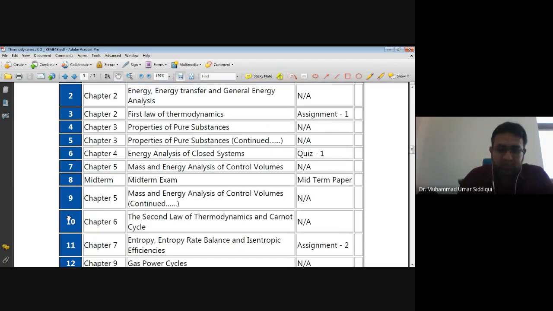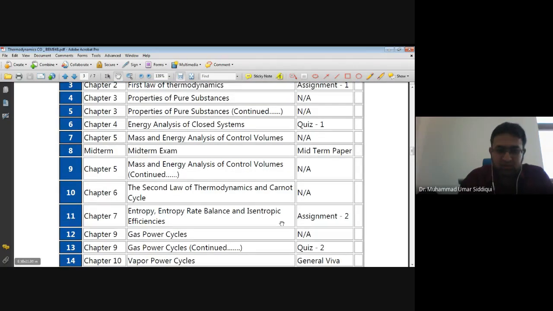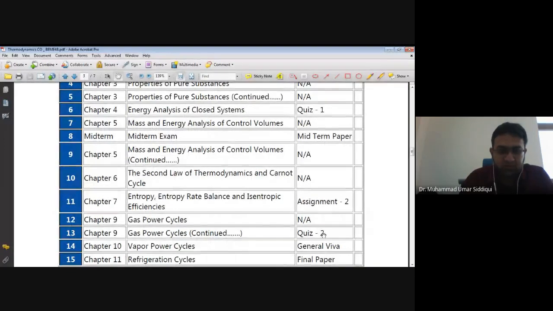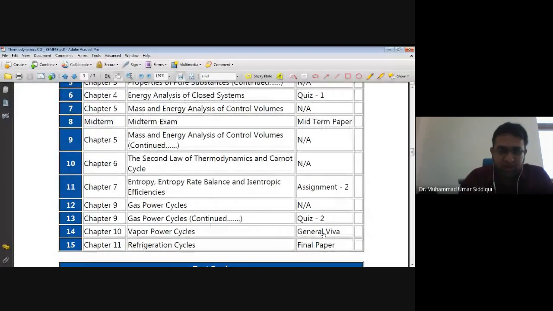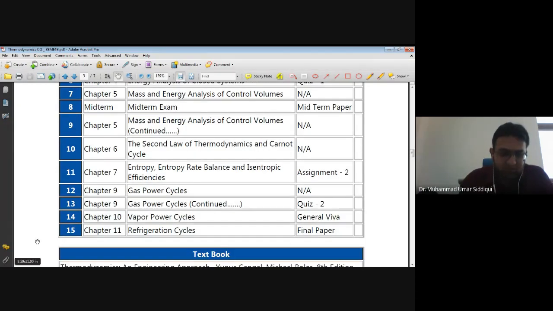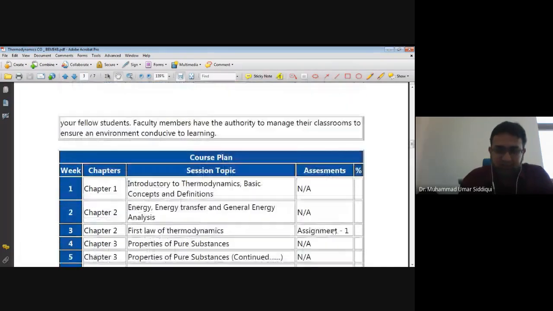Then in the 11th week, you will have assignment number 2. Then in the 13th week, you will have quiz number 2. I have written here the 14th week for general viva, but it's not fixed. We're going to see how this is going to be conducted and what the demands are, and whatever the policy is, I'm going to follow it. You'll have the final paper after that, not in week 15 but after it. Anyway, this is how the schedule is. This is the course plan.